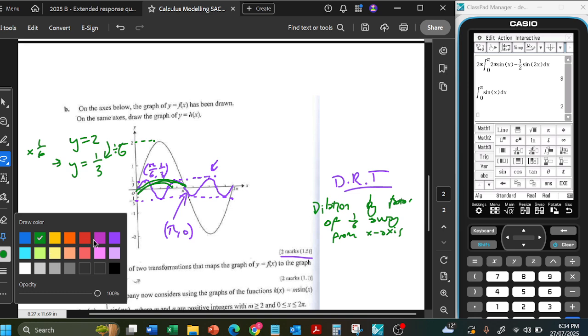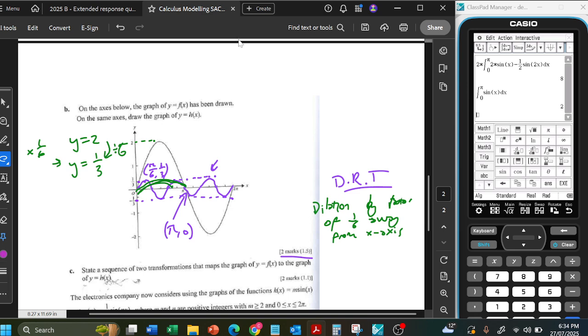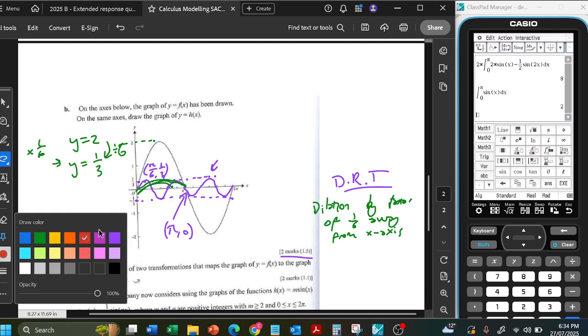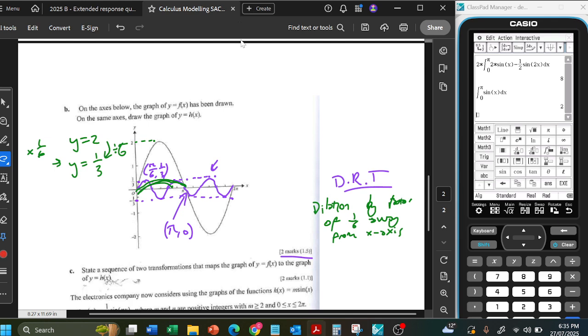All right, so the other dilation is, if we consider, let's use a different color, maybe red this time, let's consider what's happening to the x values.